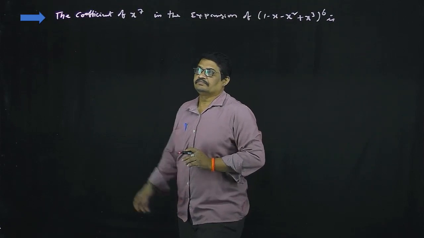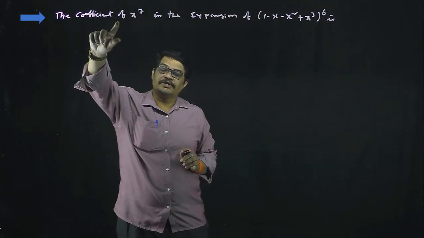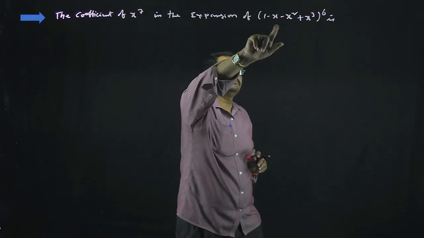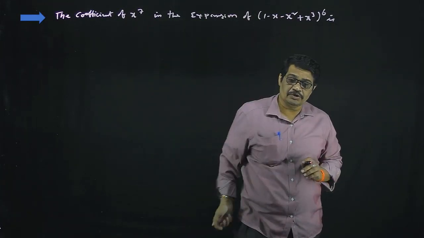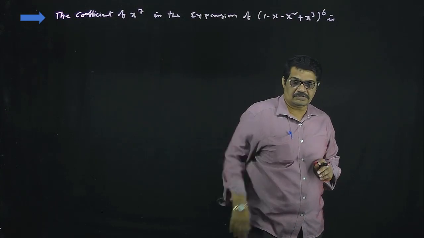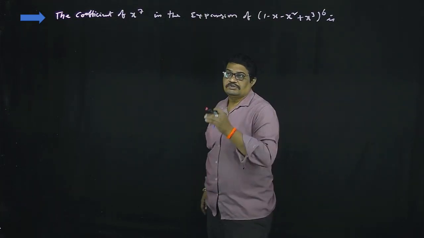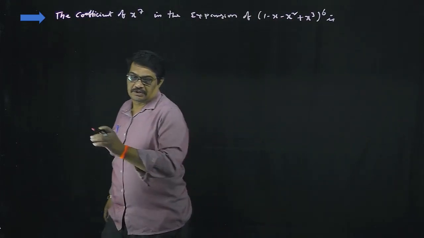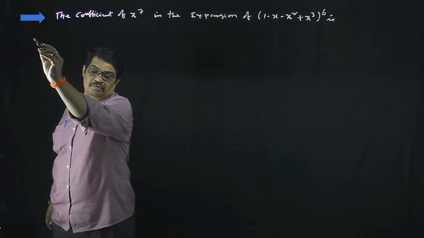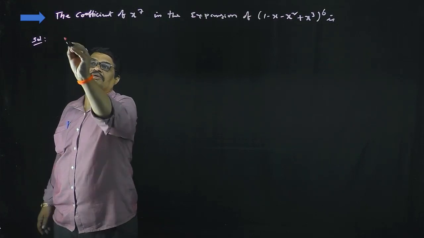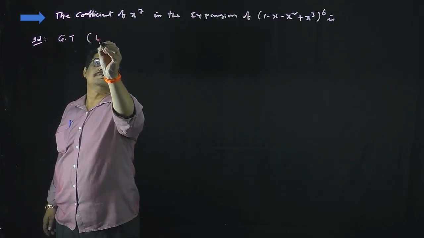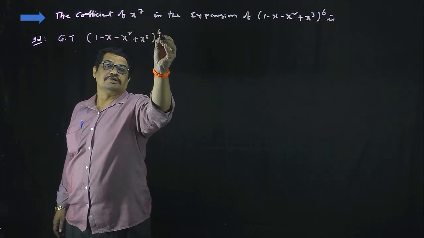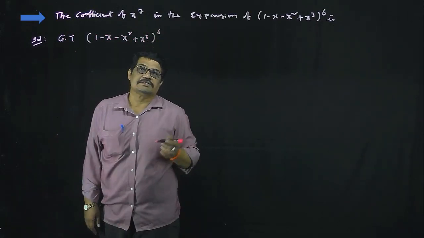The problem: the coefficient of x to the power of 7 in the expansion of (1 - x² + x³)⁶. We have to find the coefficient of x to the power of 7 in this given expansion. Okay, see the solution. What is the given expression? That is (1 - x² + x³)⁶.